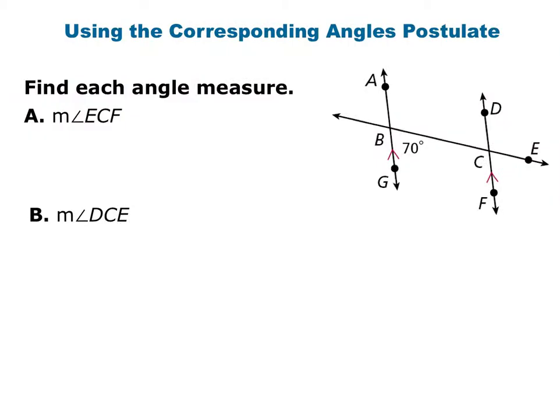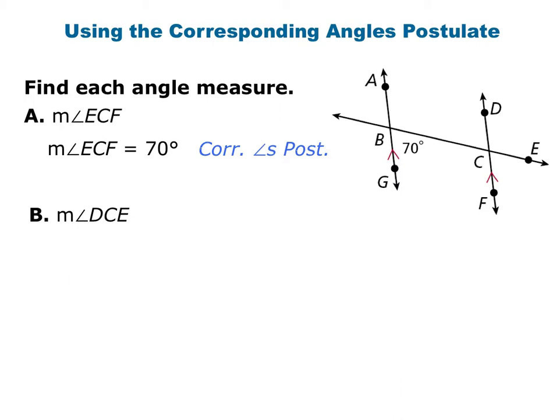Okay, on this one, find the measure of each angle. So what would be the angle ECF? How many degrees? 70, and why? Because CBG is the same. Okay, and so what was that just called? Corresponding angles. Corresponding angle postulate says that they would be the same. So there's a reason and there's the degrees.